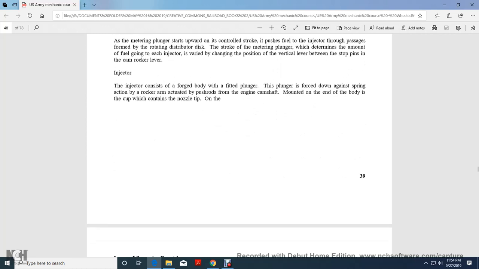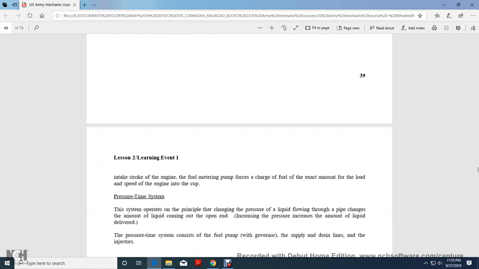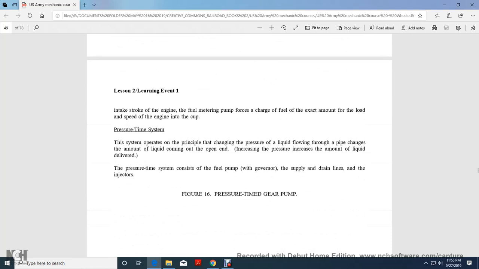The injector consists of the forged body with the plunger. The plunger is forced down against the spring by the action of the rocker arm, which kicks away the push rods and engine camshaft, mounted on the end of the body, and the cup which contains the nozzle. On the intake stroke, the engine fuel pump, the metering pump, forces the exact charge of fuel according to the load and speed of the engine into the cup.